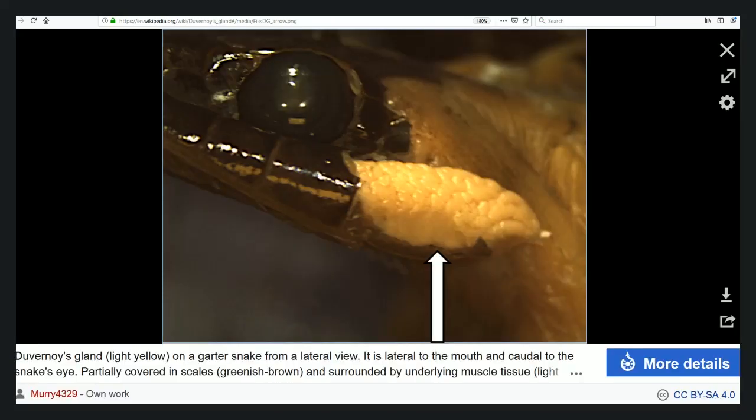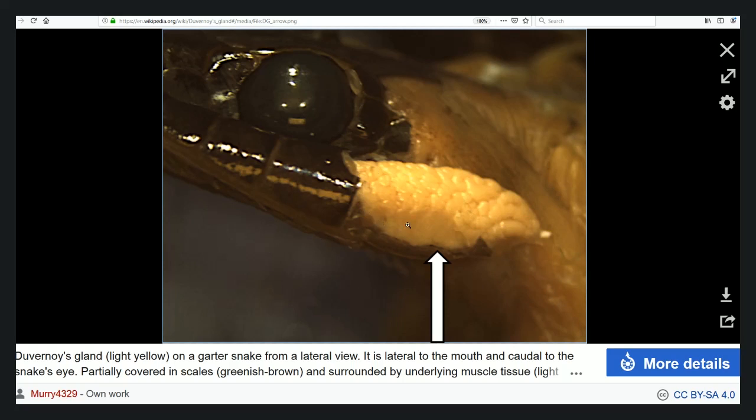Now, I already hinted at this before, but snake venom and the venom gland itself is a modified saliva gland, a specific saliva gland called the, I have trouble pronouncing this, the Duvernoy's gland in non-venomous snakes. So here we have a picture of a non-venomous snake. This might be a little bit weird to look at, but here's the eye. The front of the snout would be over here.